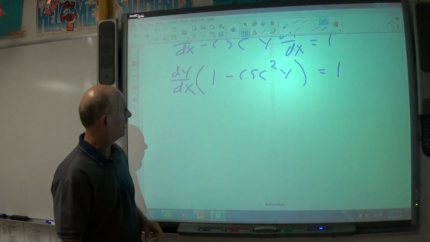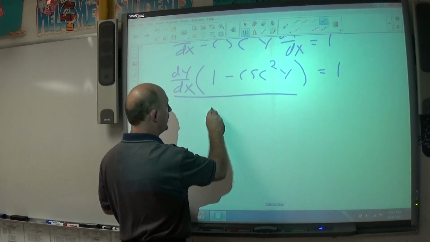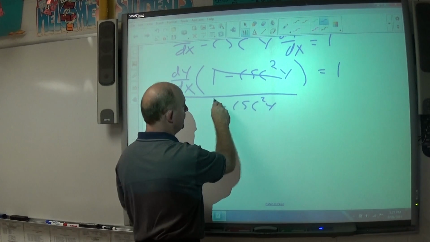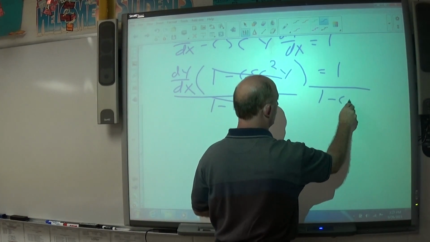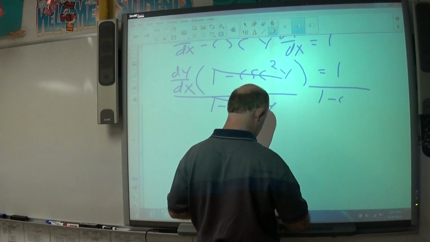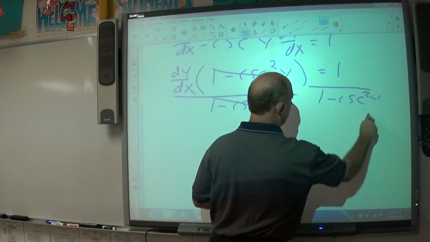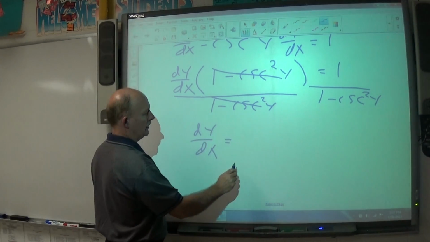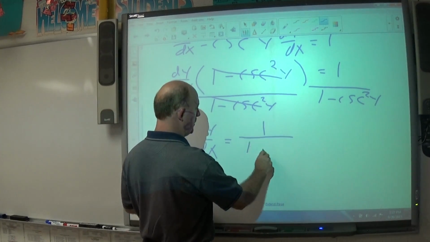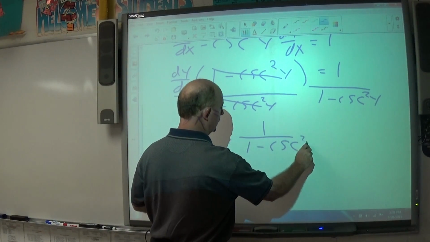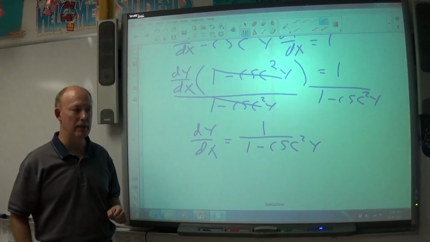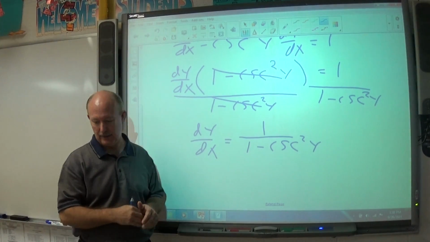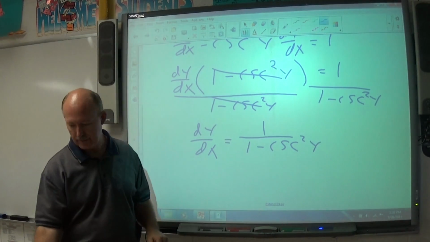And to get our final derivative, you got to divide this side by 1 minus cosecant squared y, so these will cancel. You divide this side over here by 1 minus cosecant squared y. And this is our derivative then. So dy over dx is equal to 1 over 1 minus cosecant squared y. So this should be our derivative then, basically in terms of y. There are no x's left here, so just in terms of y.